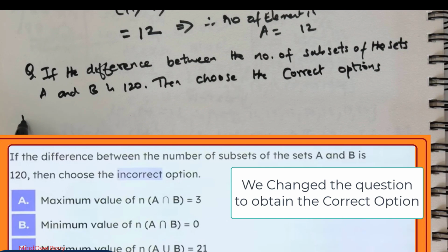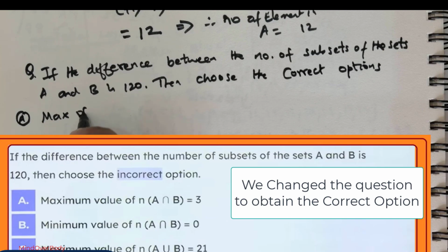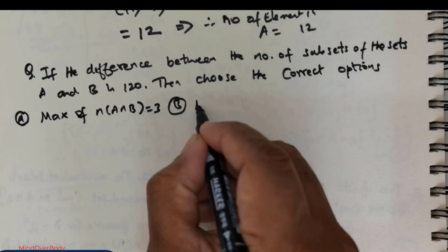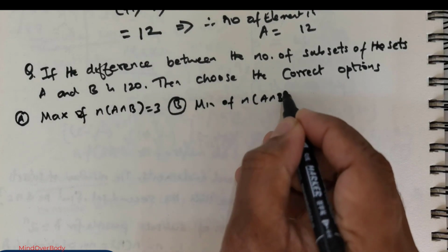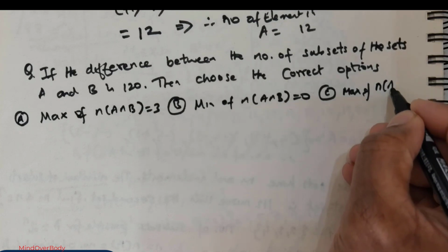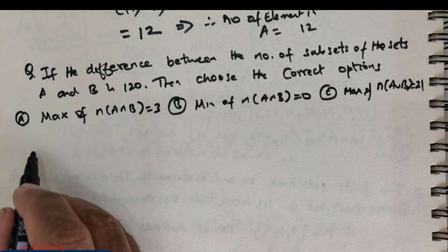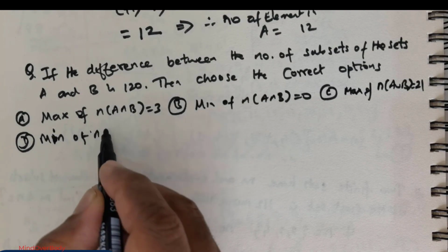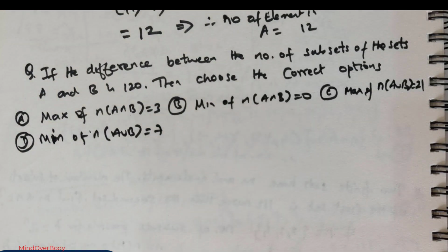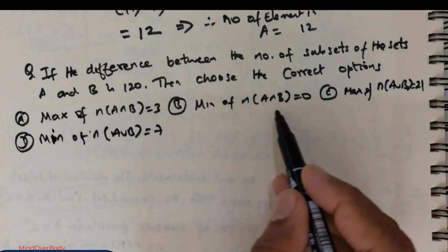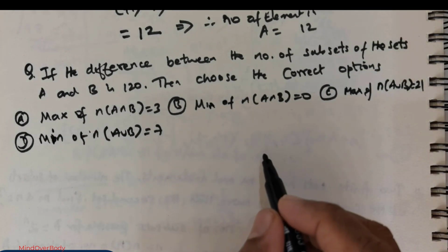Option A is the maximum of n of A intersection B is equal to 3. Option B, the minimum of n of A intersection B is equal to 0. Option C, the max of n of A union B is equal to 21. Option D, the min of n of A union B is equal to 7. So max of n means we are talking about the maximum value. Min of n of A intersection B means we are talking about the minimum value, right? So have that in mind.